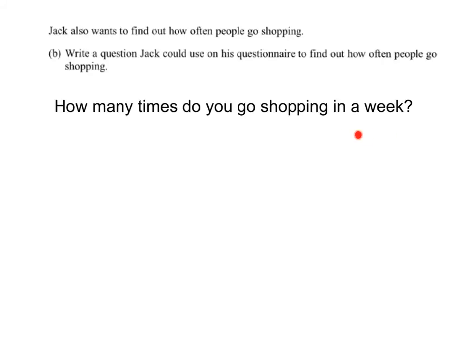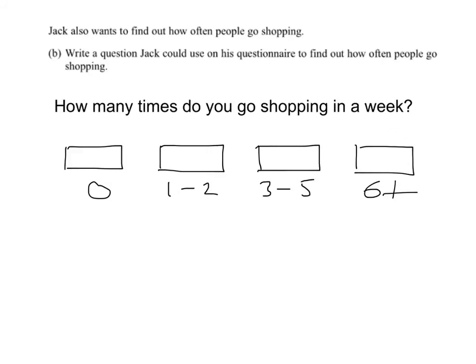We'll now put in the response boxes. So you can see with my response boxes that it allows 0 and it allows anything over 6 and it allows numbers in between and there are no overlaps. So these boxes will allow the person to put a unique response. They can only respond to one of the boxes and there's no confusion there. So that question is a good question that Jack could use on his questionnaire to find out how often people go shopping.